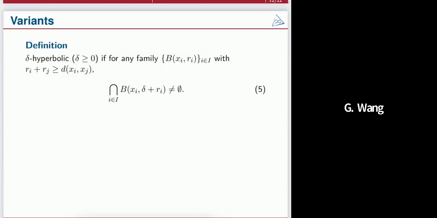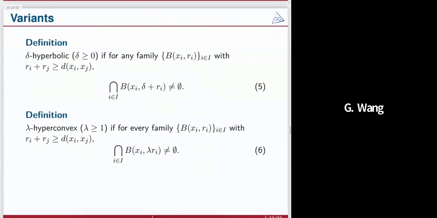Or, instead of adding a constant, you can also ask by what fixed factor, at least one, you must multiply the radii in order to get a common intersection of all the balls. Then you call the space lambda hyperconvex. Again, lambda equal to one is the original hyperconvexity. Bigger lambda, of course, makes it easier to satisfy.